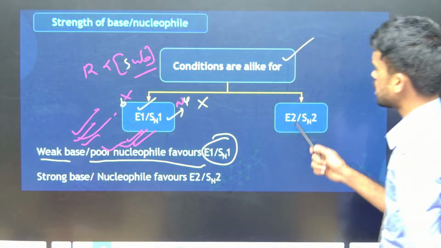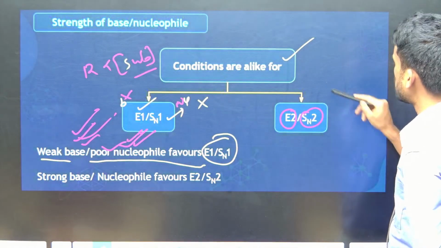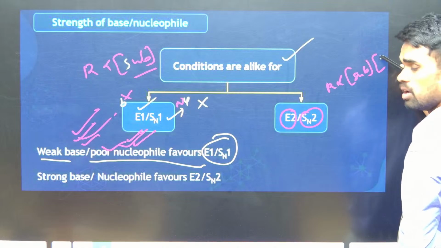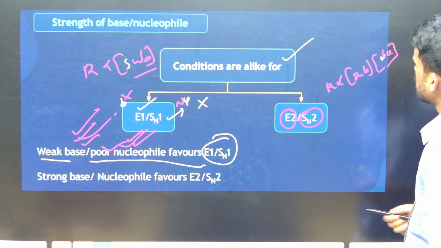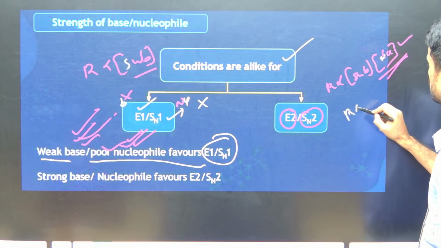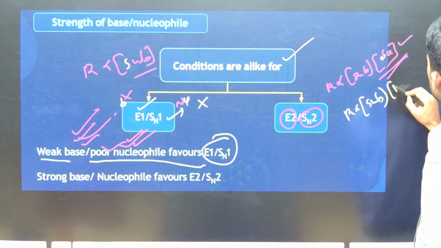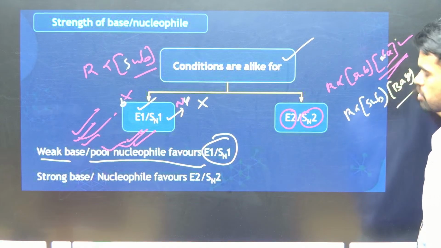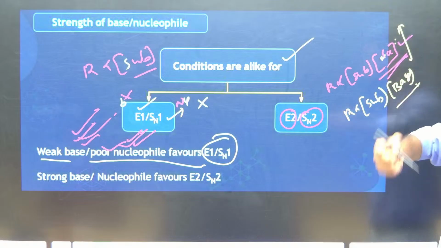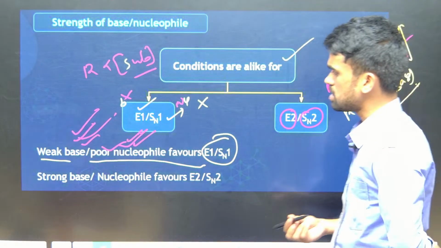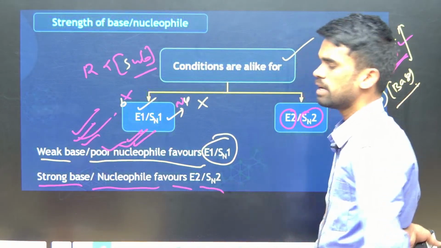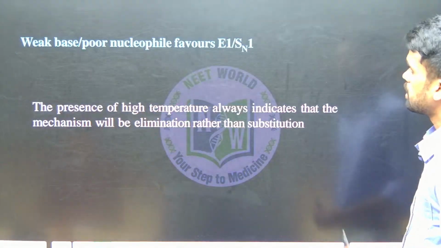Now in case of E2 and SN2, we know the rate of reaction depends on both the substrate concentration as well as the nucleophile concentration. In case of substitution, nucleophile; in case of elimination, you should say base. So in both cases the rate depends on the nucleophile or base. What do we mean by this? If you take a stronger base, the rate of elimination is faster. So a stronger base or stronger nucleophile favors E2 or SN2. Remember this point also.